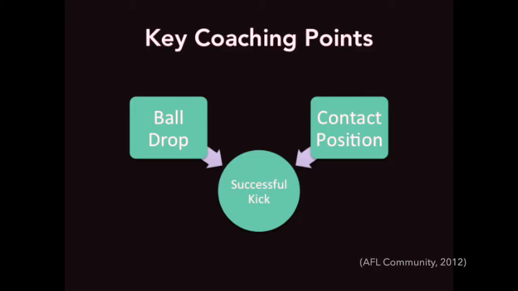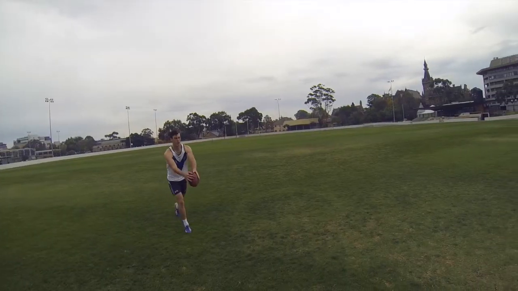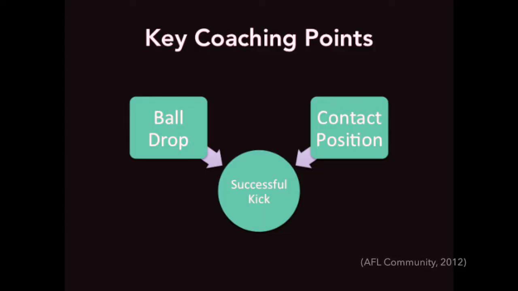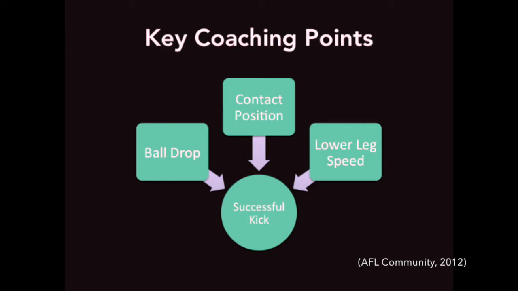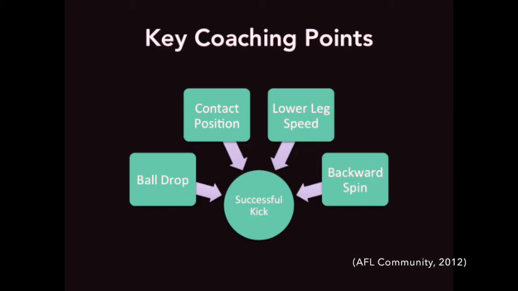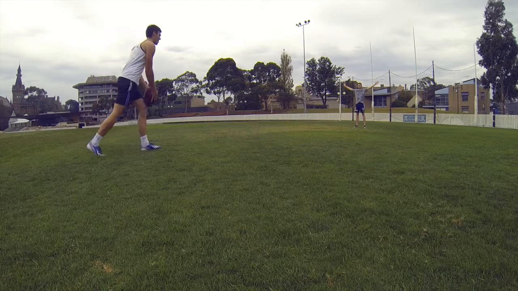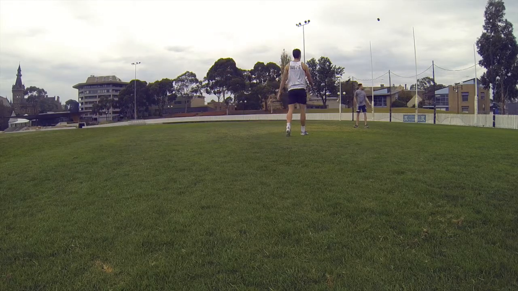Kicking position refers to where the ball contacts the foot. This should be just out from the body where the swinging leg is at its fastest point. Toes should be pointed to create a solid contact point. Lower leg speed is what gives the kick its power. This is achieved through hip flexion and knee extension. Backspin refers to the action of the ball after it has left the foot. When spinning backwards, the ball gains a straighter flight path and more distance. It is also easier to catch and predict.